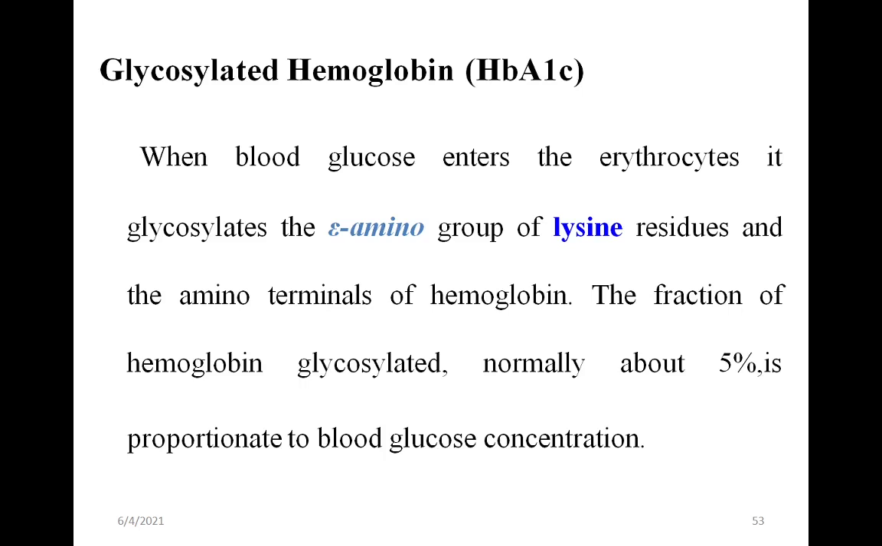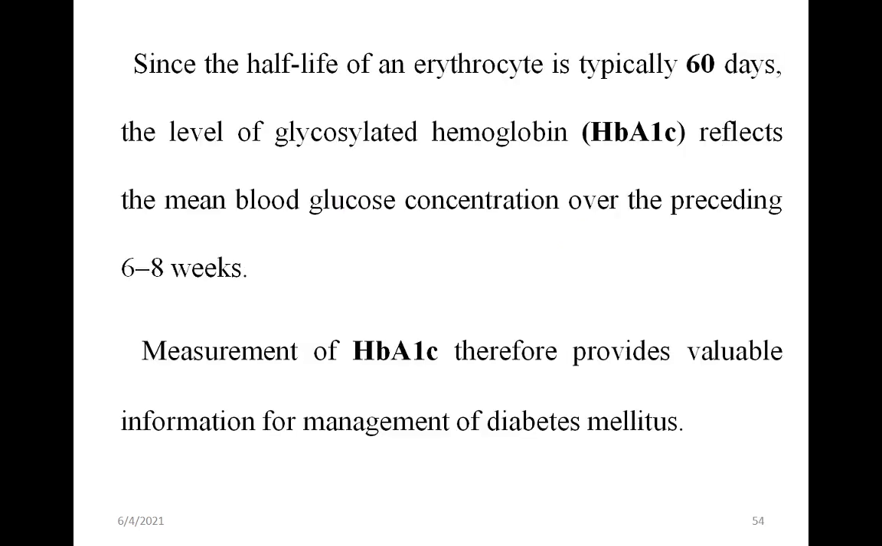The fraction of hemoglobin glycosylated, normally about 5%, is proportionate to blood glucose concentration. Since the half-life of the erythrocyte is 60 days, total lifespan is 120, the level of glycosylated hemoglobin reflects the mean glucose concentration over the preceding 6 to 8 weeks, almost 60 days. Measurement of HbA1c therefore provides valuable information for management of diabetes mellitus.